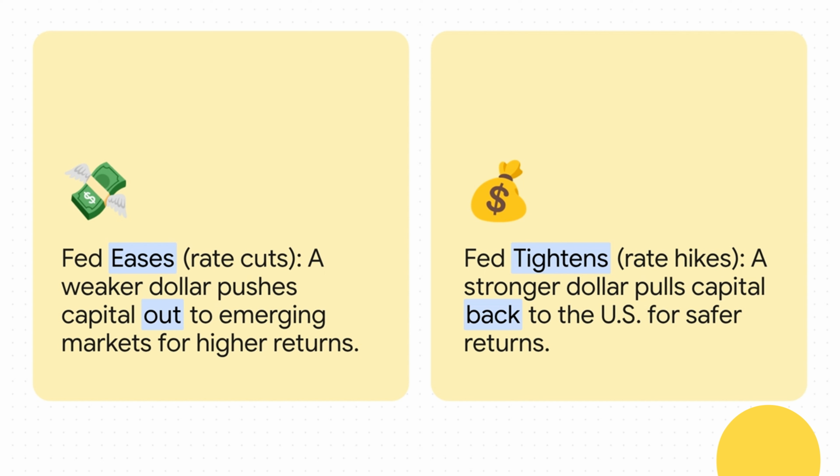But when the Fed tightens, when it raises rates, the opposite happens. Borrowing dollars gets expensive, and U.S. investments suddenly look a lot safer and more attractive. That money comes rushing back to the U.S., which makes the dollar stronger. It's like a giant global seesaw, and the Fed is sitting right in the middle, shifting the weight.